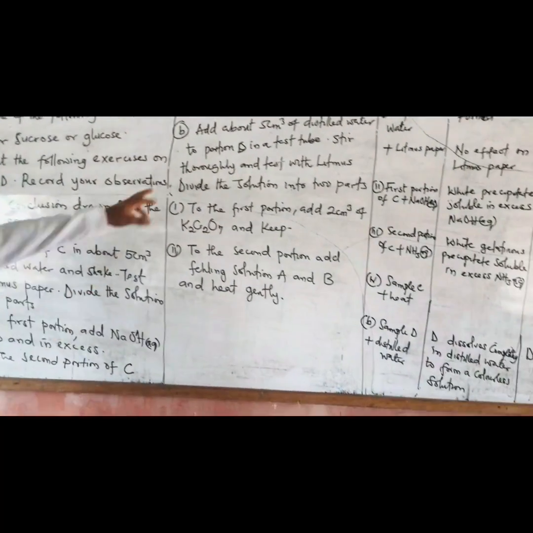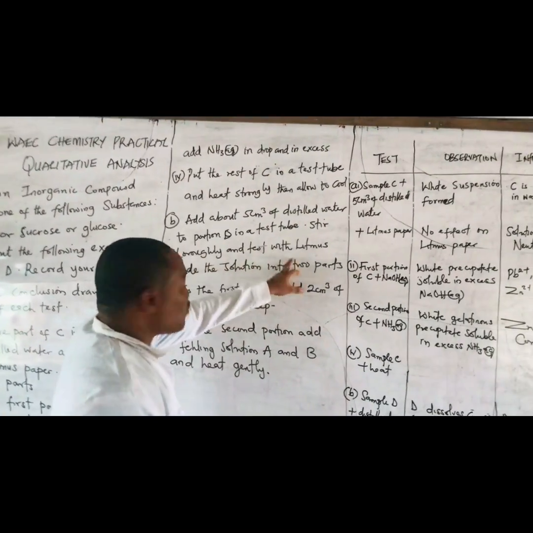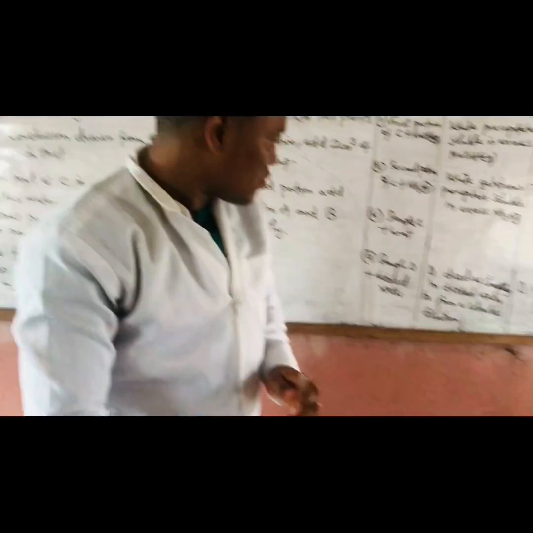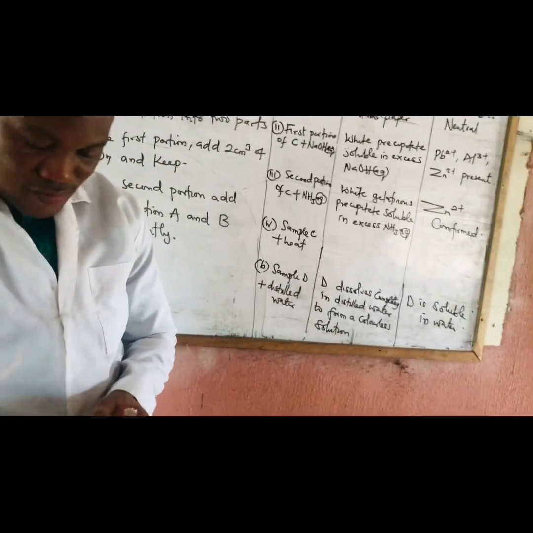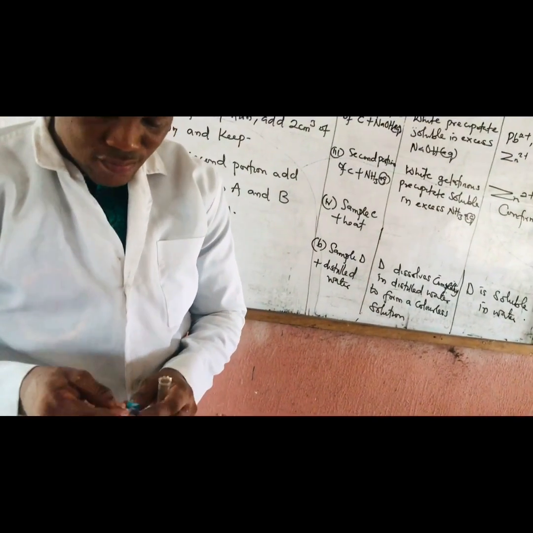I want to believe you are following. Okay, so the next one. What's the next one? They said stir thoroughly and test with litmus paper. Wow. So they want us to test with litmus paper again. Let's test with blue.